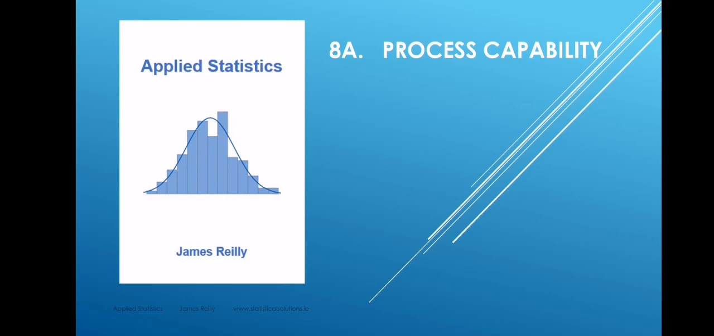The word capability refers to what a process is able to do. When a process, let's say a filling process, is required to fill bottles with a target volume of 120 mils, not every bottle filled on that process will contain exactly 120 mils. There will be some variation about that value, even if the mean is on target. And so we want to have a way to examine the process and see what the process is able to do.